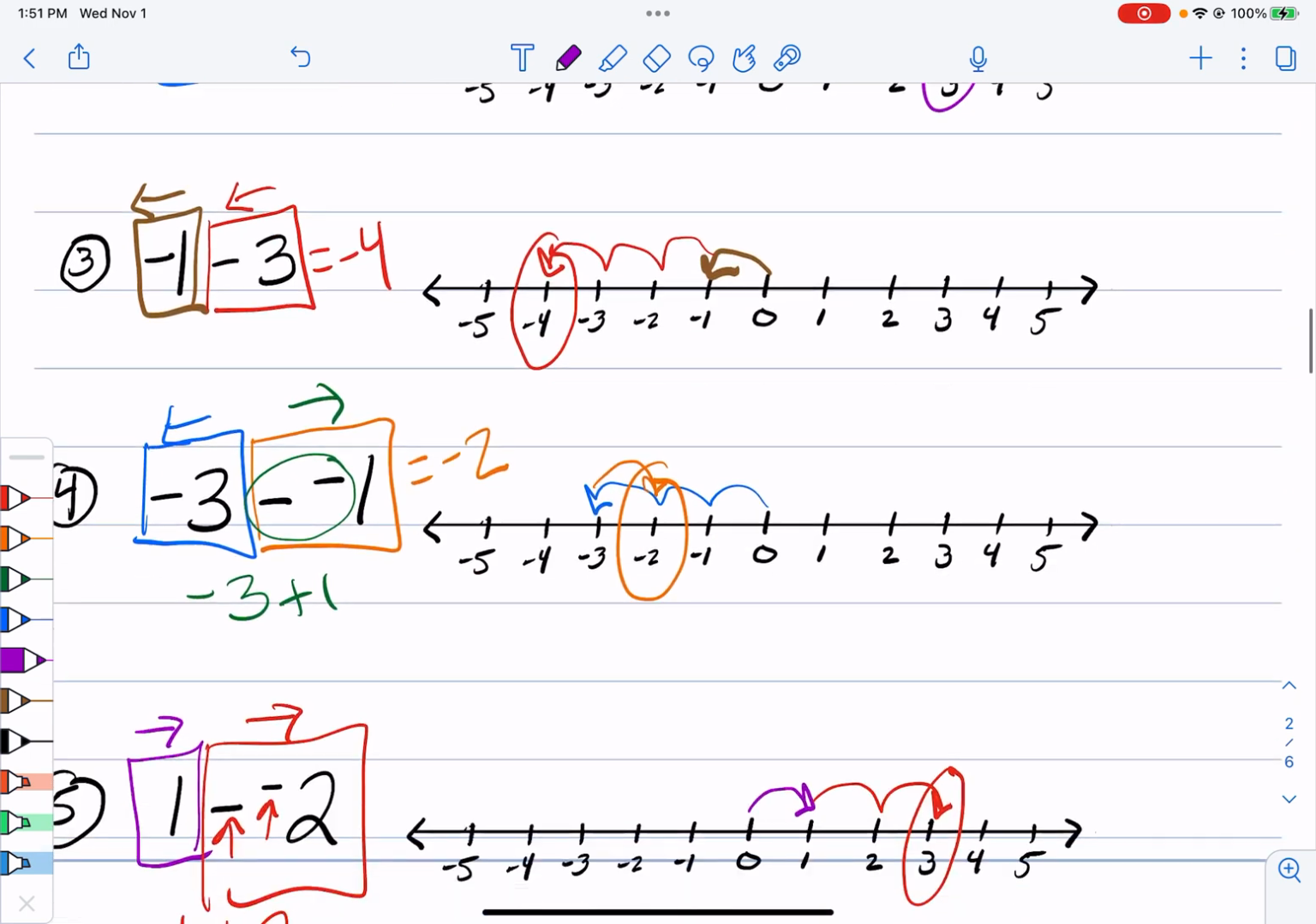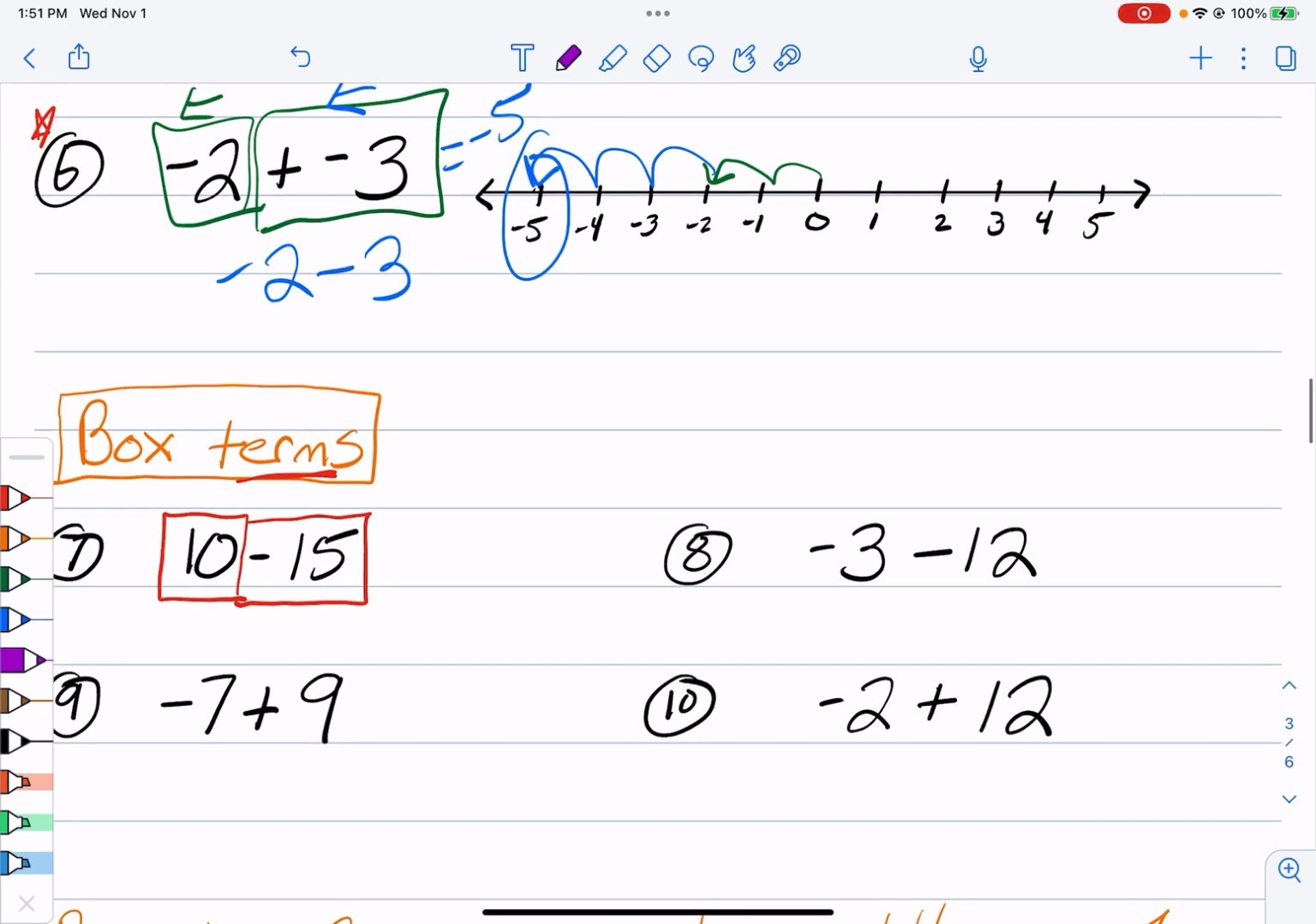So let's see if we can translate that to what we just did here. So I have 10 positives and 15 negatives. So these are different signs. I would go to the right 10, but then I'd end up going backwards to the left 15. So I went to the left more than I went to the right. And how many more did I go to the left? I went to the left 5 more times. If I were to subtract 10 and 15, I would get a difference of 5.